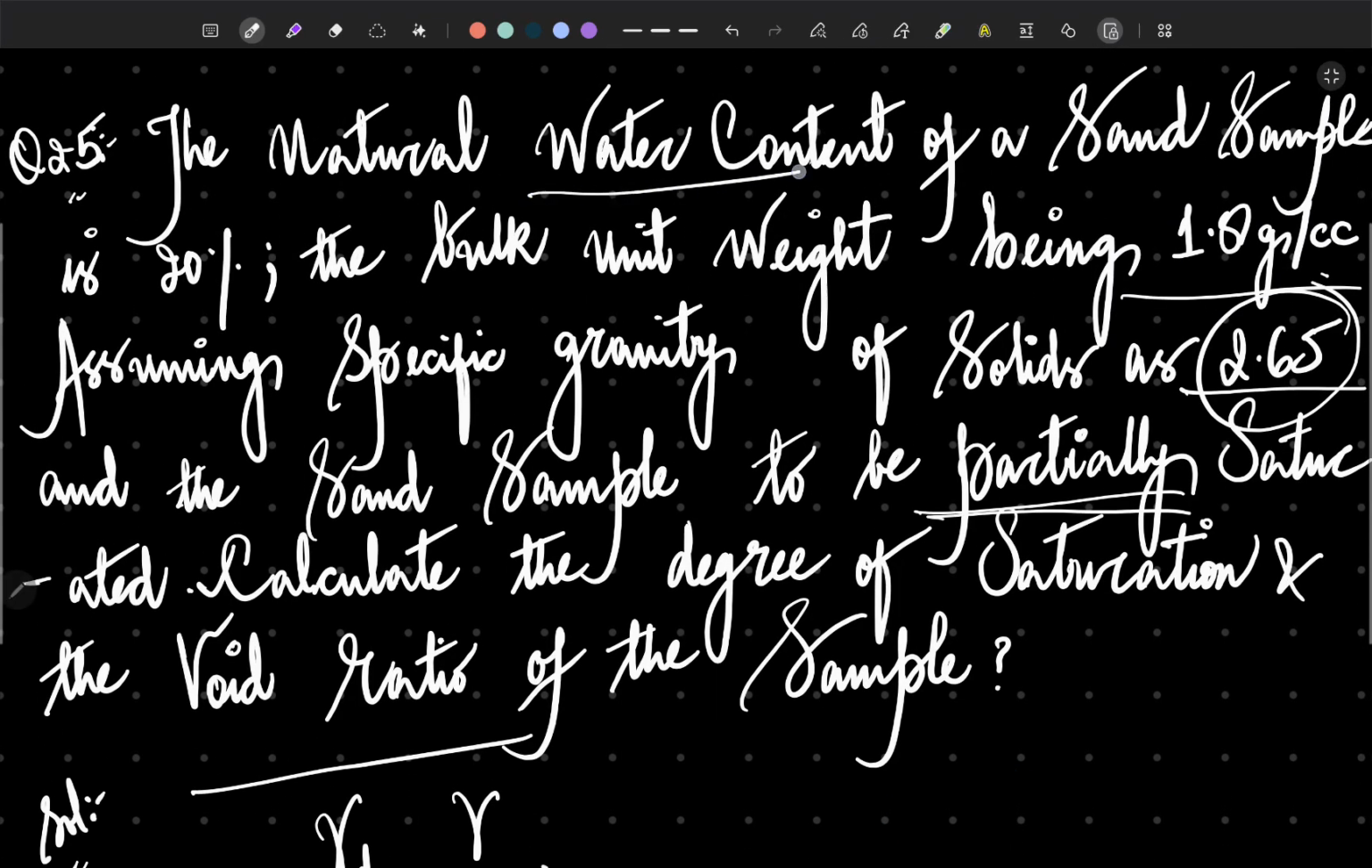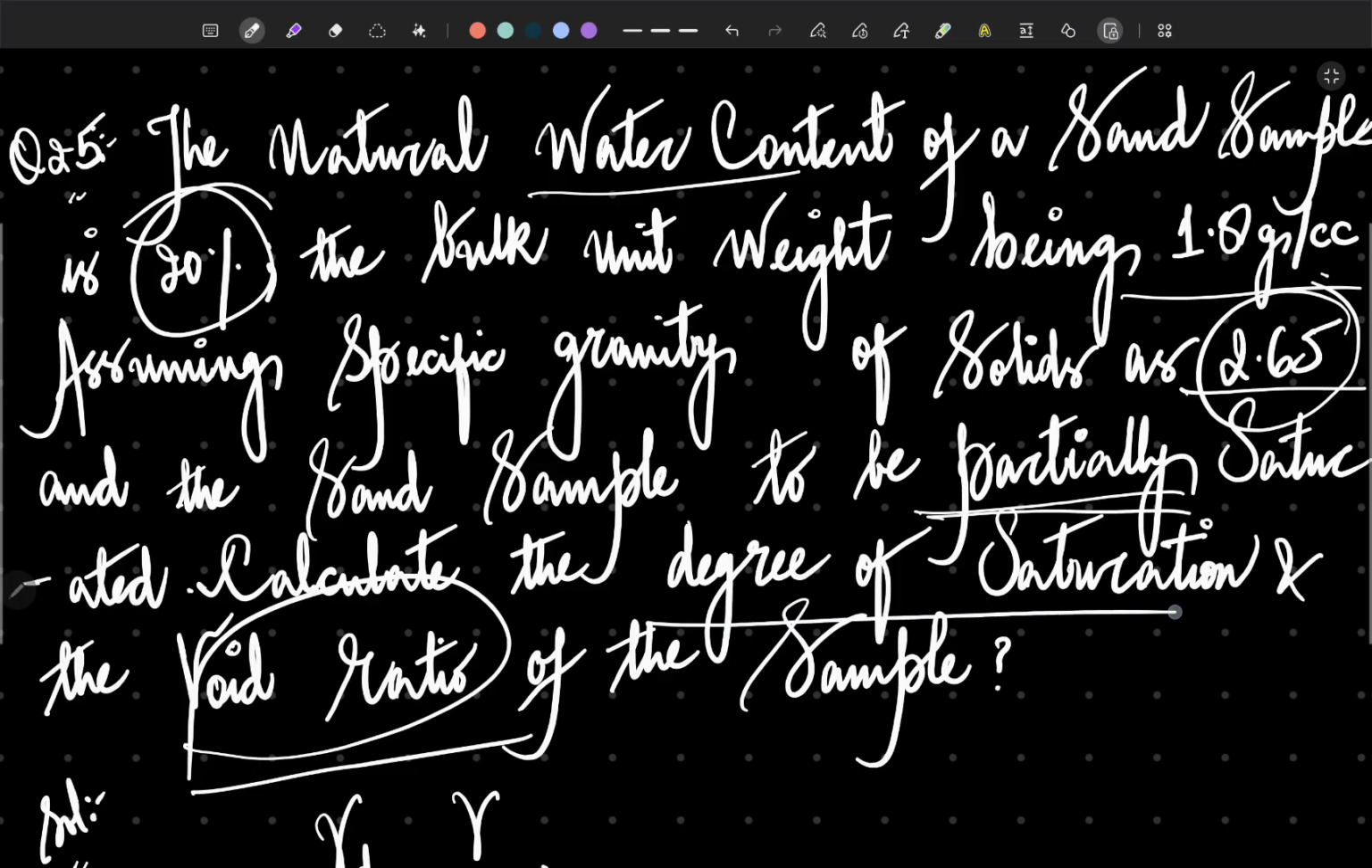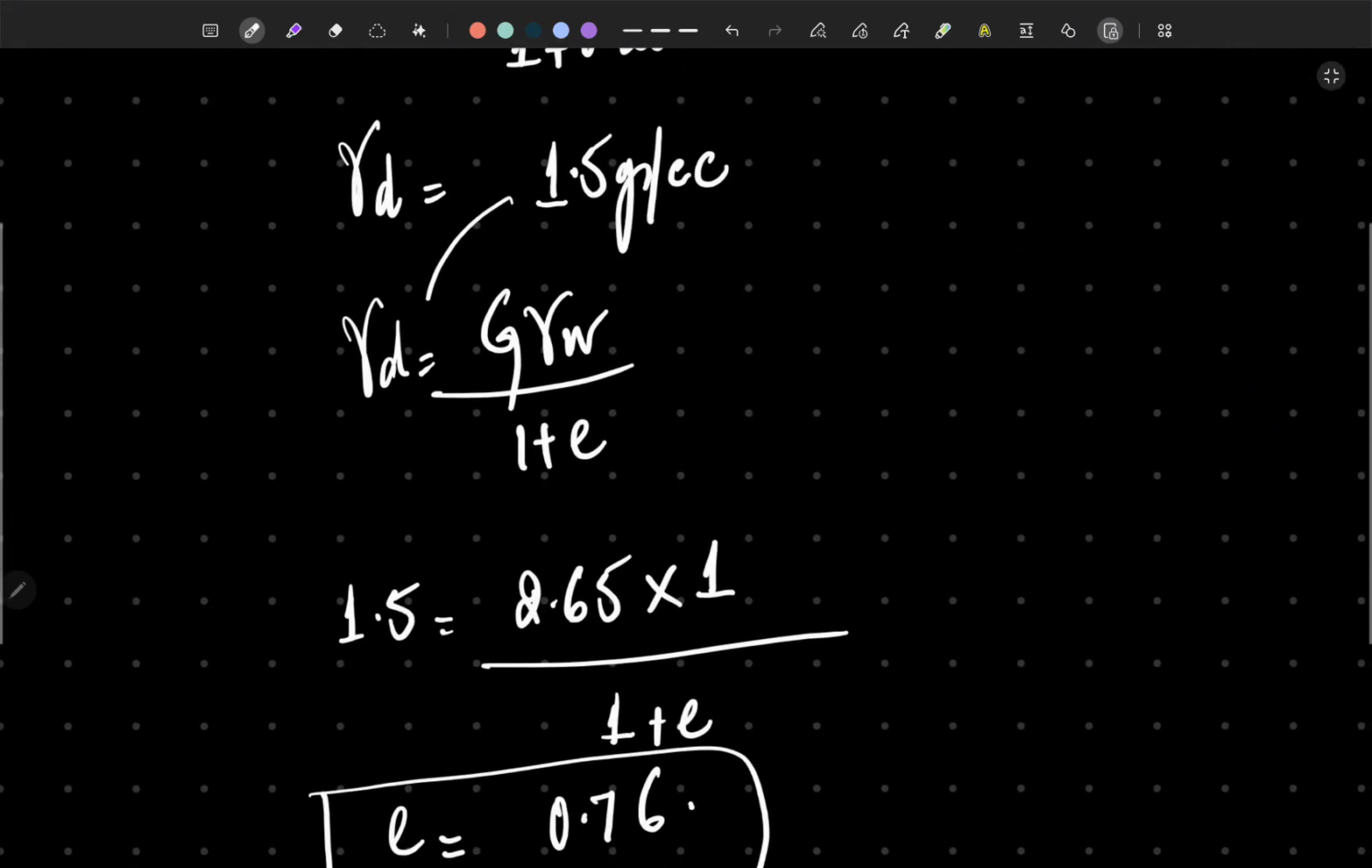It was a very easy question, a short one. We had the natural water content of the soil, which is 20%. We had the bulk unit weight. We found the dry unit weight first, and then we used the alternate equation of dry unit weight, and we subsequently arrived at the void ratio, and then the degree of saturation. Let's move on to the next one.